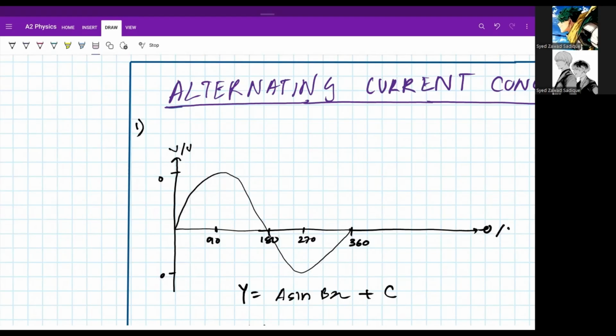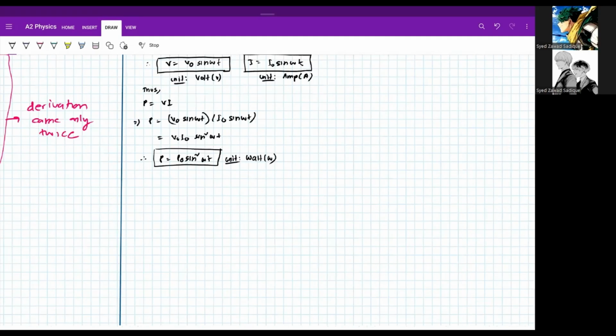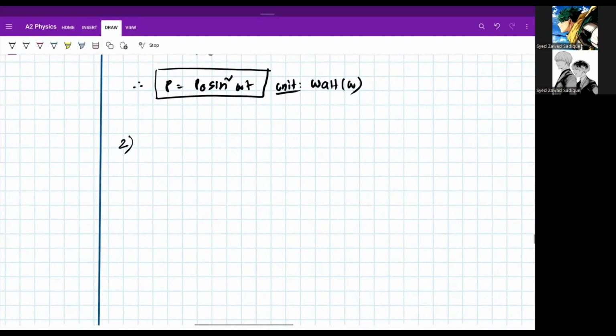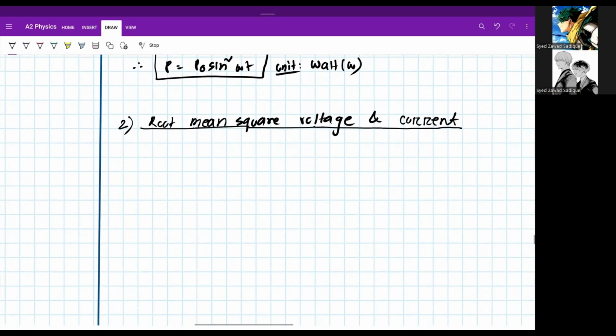Sorry. This is V naught minus V naught, and the heading should be general formula of voltage, current, and power. Okay, next, we move on to concept number 2. This is going to be root mean square voltage and current.